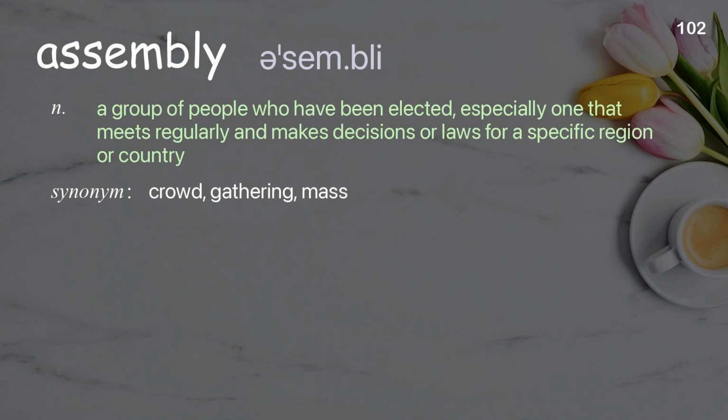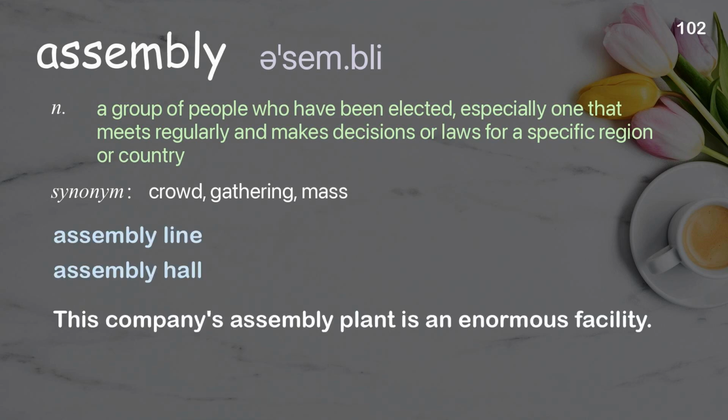Assembly. A group of people who have been elected, especially one that meets regularly and makes decisions or laws for a specific region or country. Examples: Assembly line, assembly hall. This company's assembly plant is an enormous facility.